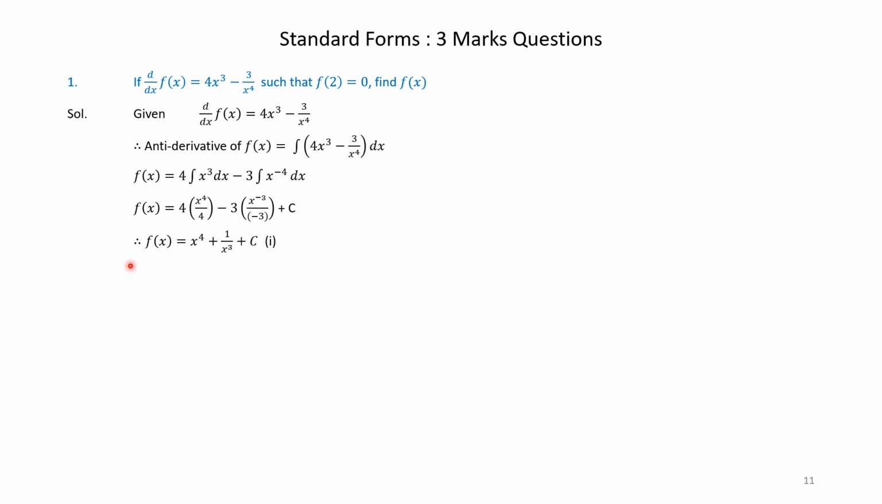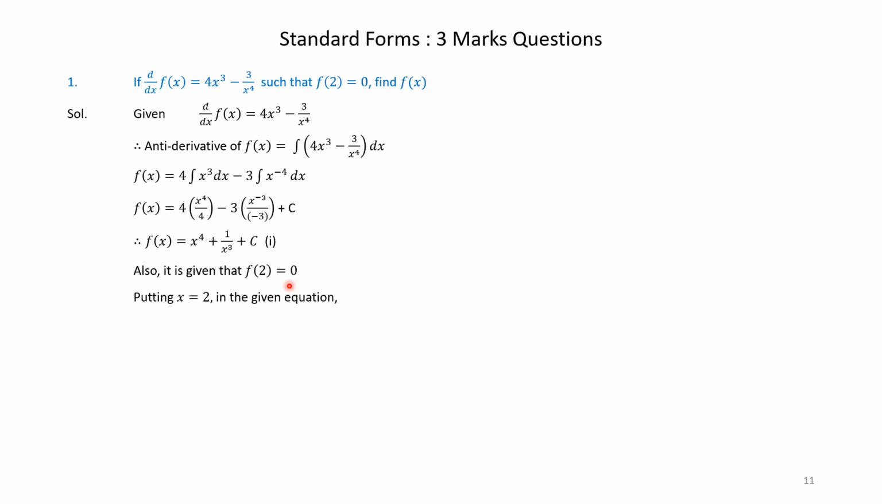Now we have found f(x). So what was given was the d by dx of f(x). Now what we have found? f(x). It is also given that f(2) is equal to 0. That is, if you put x is equal to 2 in this equation, we get the right hand side equal to 0, or the left hand side also equal to 0. It is given f(2) equals 0.